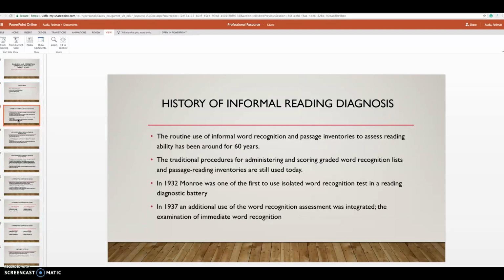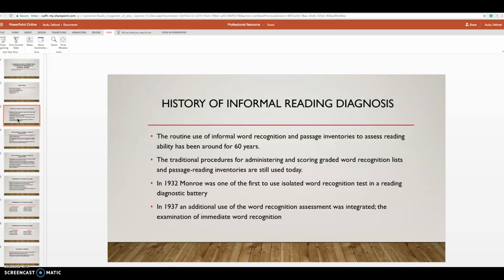So this has been around for about 60 years. The first isolated word recognition test that was done in 1932 was eventually changed, or added to, 5 years later. And it became a test that was assessing immediate word recognition.